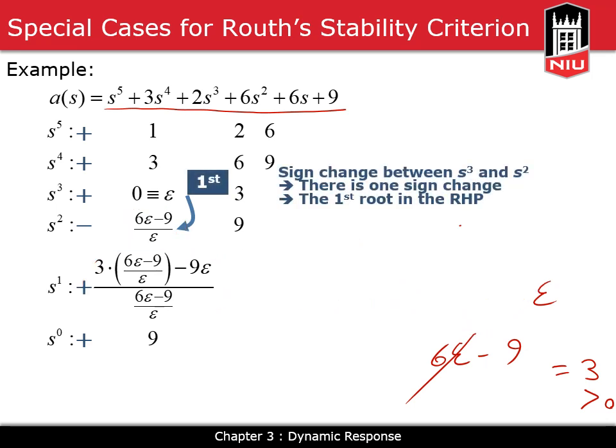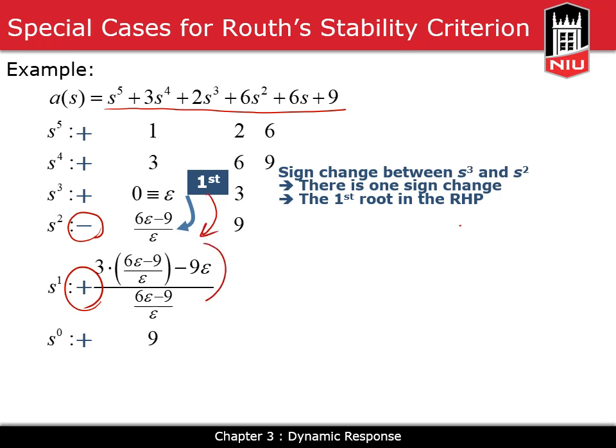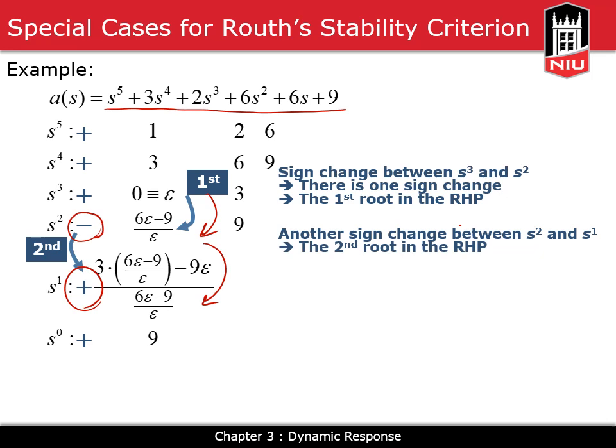So let me erase everything here. So the signs, this would be negative and this would be positive. Starting from the top to the bottom, we see there is one sign change here, from positive to negative, then another sign change from negative to positive. So 2 sign changes. That means obviously the system is unstable. There are 2 poles in the right half plane because there are 2 sign changes.